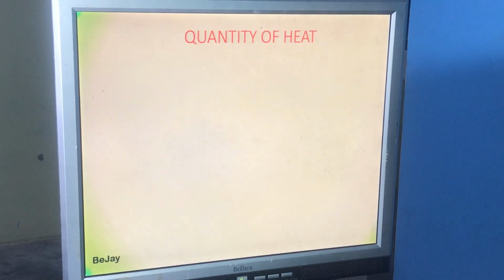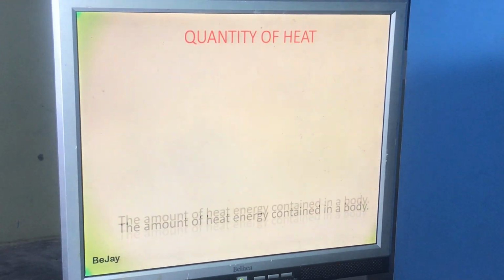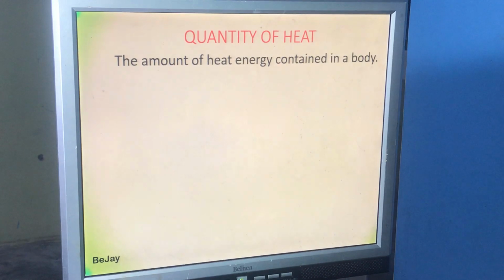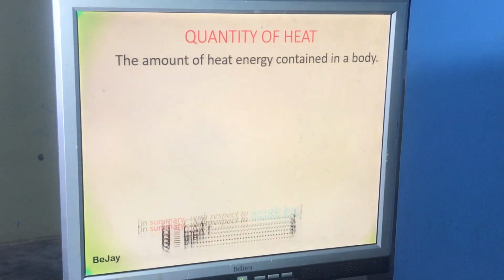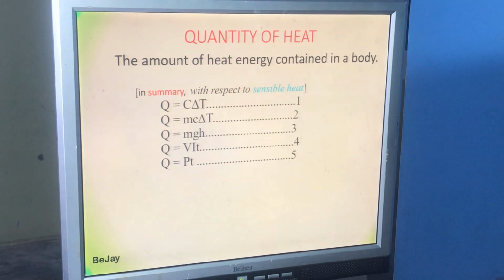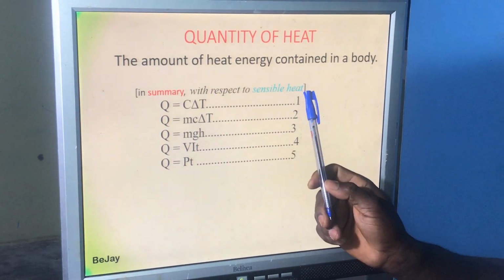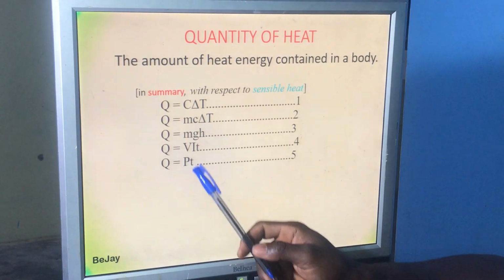So, quantity of heat. The Q that we saw earlier, which we refer to as the quantity of heat, is the amount of heat energy a body contains. The amount of heat energy that a body can contain inside it is what we refer to as the quantity of heat. The symbol is Q. So anytime I use the symbol Q, so far as this topic is concerned, I'm referring to the quantity of heat absorbed or lost, or the quantity of heat contained in a body. Good.